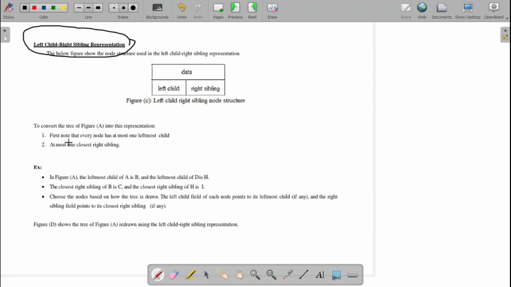To convert a tree into this representation, there are two steps. First, note that every node has at most one left child, that is the immediate left child we are going to take. Second, at most one closest right sibling. Fine. So let us learn how we are going to do this.